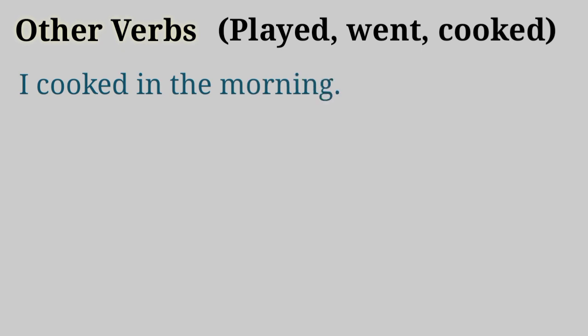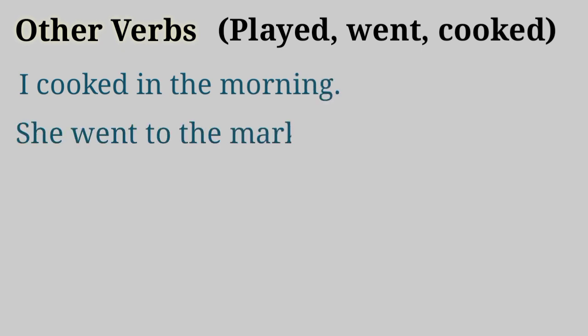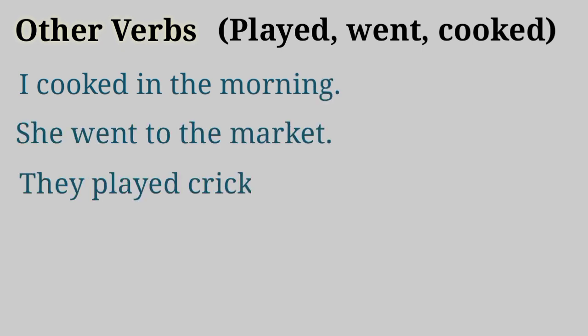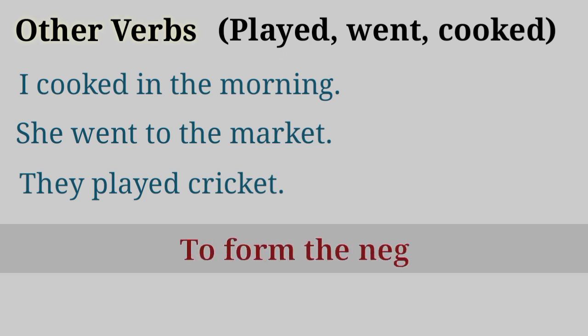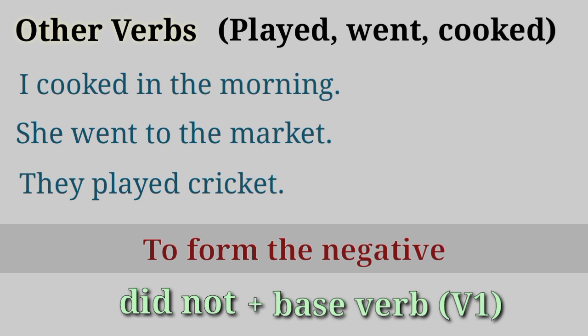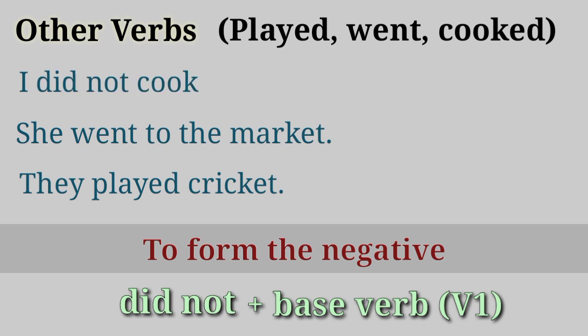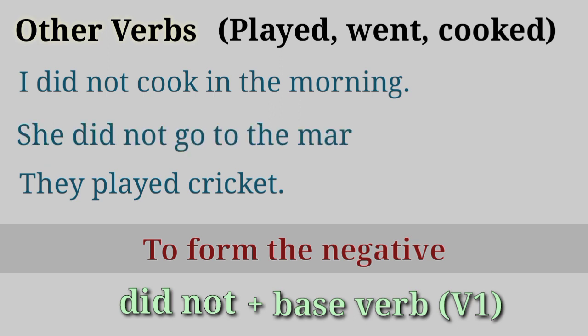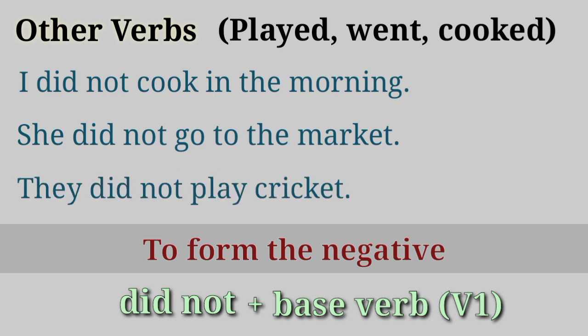And other verbs are here, like played, went, cooked. I cooked in the morning. She went to the market. They played cricket. Now, to change these sentences into negative, we cannot just add not. We need more: did not plus base verb. For example, I cooked in the morning. I did not cook in the morning. She went to the market. She did not go to the market. They played cricket. They did not play cricket.